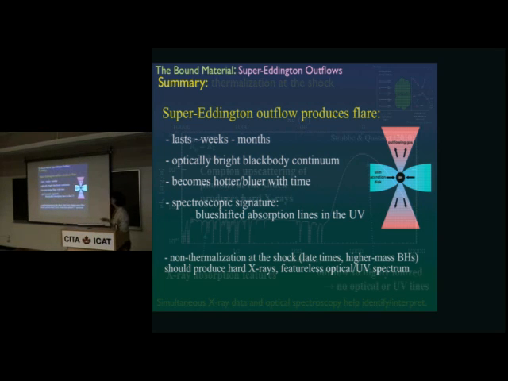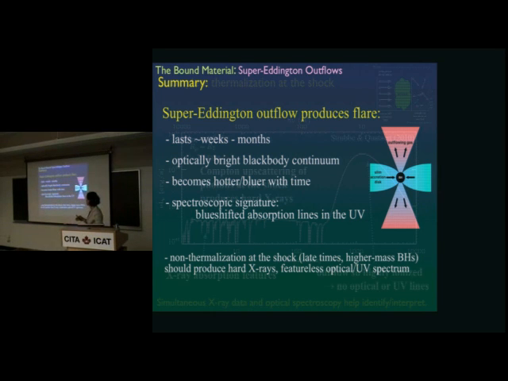So to summarize what I've told you so far, during the super Eddington phase, the flow produces an outflow that produces a flare. It lasts for weeks to months. There's an optically bright black body continuum that becomes hotter or bluer with time, and it has a spectroscopic signature of blue shifted absorption lines in the UV. And then additionally, non-thermalization at the shock, which is relevant at late times or for higher mass black holes, should produce hard X-rays and a featureless optical to UV spectrum.